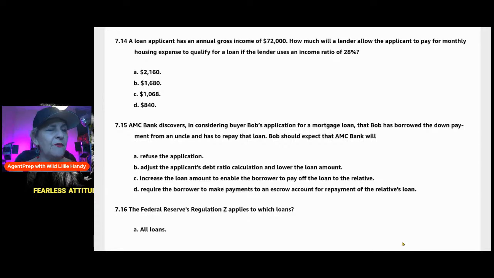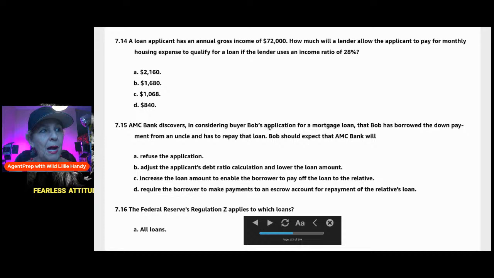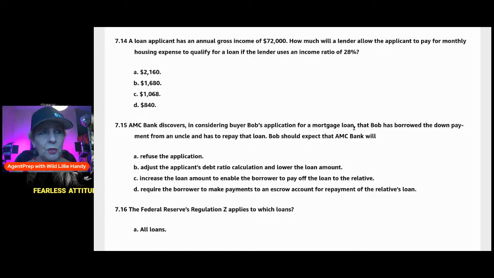Okay, number 15. AMC Bank discovers in considering Bob's application for a mortgage loan that Bob has borrowed the down payment from an uncle and has to repay that loan. Bob should expect that AMC Bank will do what? So, banks will allow certain things. They'll allow a gift, however, if they have to have other loans, that could be an issue.